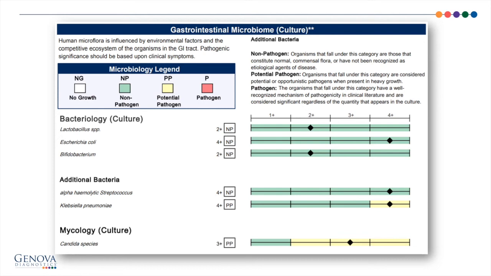If you see anything listed as a potential pathogen where it shows up in the yellow, we perform botanical and pharmaceutical sensitivities against that specific organism. So in this patient, we would have run botanical sensitivities, pharmaceutical sensitivities against Klebsiella and Candida.